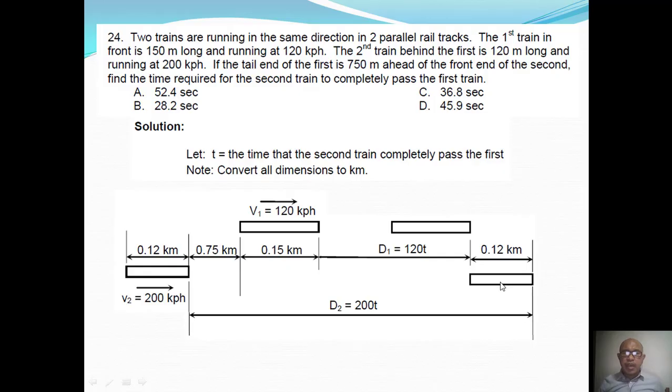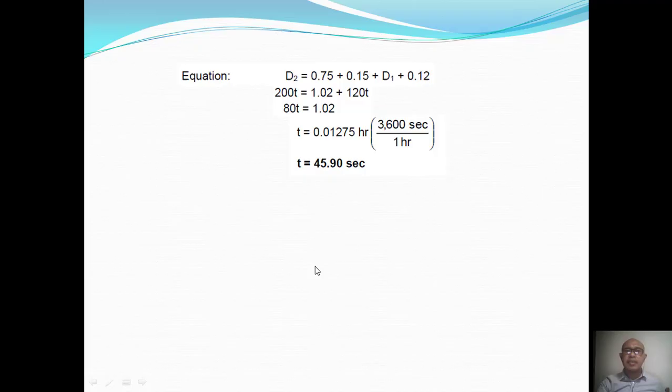Okay? So to form the equation, I will use the distance here. So this distance here is equal to the sum of the distances here. And that is equal to 0.12 plus 120t plus 0.15 plus 0.75. Okay? So I will write it here. Summation of the distance. Then here is 200t. Then d1 is 120t. So the only unknown here is the time t. And that is equal to 45.9 seconds.